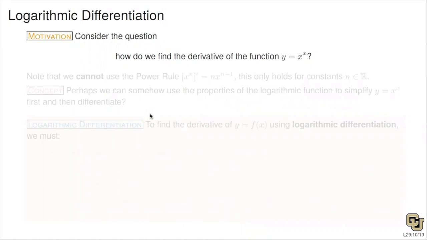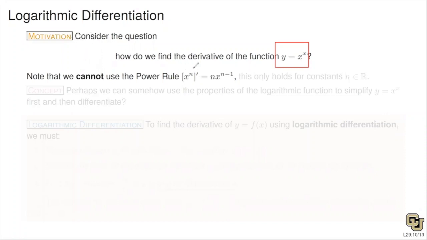One very important application of the natural log function is known as logarithmic differentiation. We motivate logarithmic differentiation, for example, by asking the question: how do I find the derivative of a function that looks like, for example, x raised to the x? Here it's very important to realize we cannot use the power rule. The power rule only works when it's a variable raised to a constant. Here I have a variable raised to a variable. So that's really important that you recognize the difference.